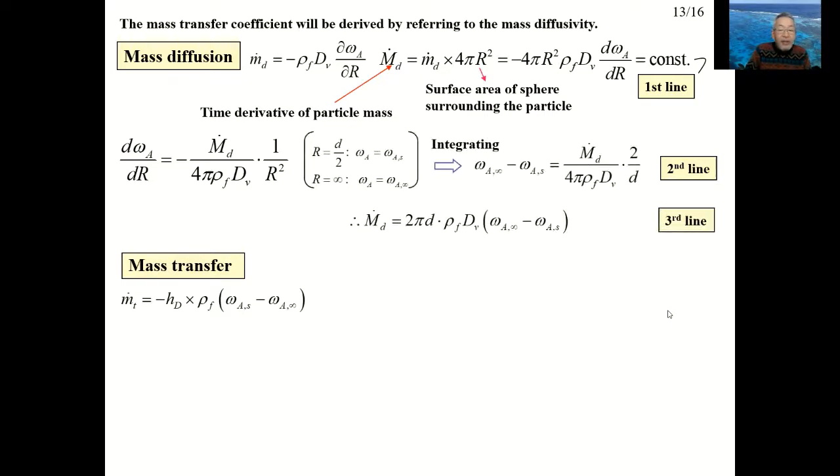Let's integrate the differential equation. The boundary conditions for integration are the mass fraction omega_As on the particle surface and the mass fraction omega_A∞ far from the particle. The quantity of mass diffusion m_d dot can be obtained as shown on the third line. It is found that m_d dot is determined by the mass diffusivity D_AB and the difference in mass fraction between the free stream and particle surface. This equation holds when the fluid does not convect.